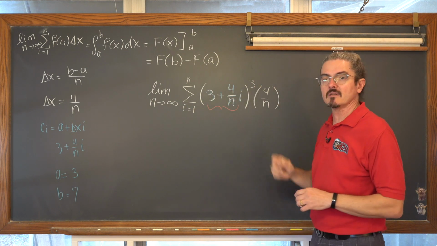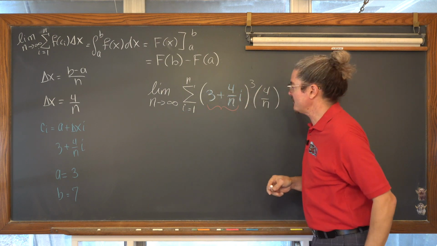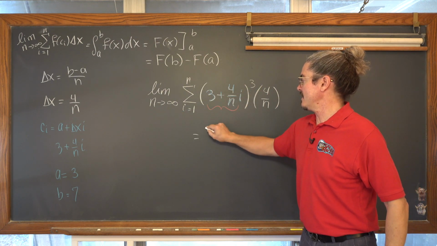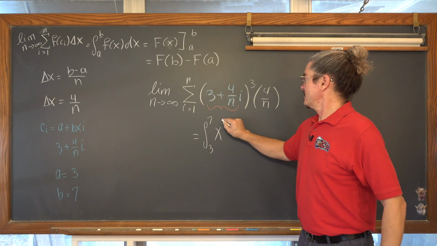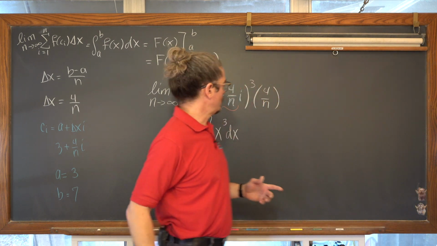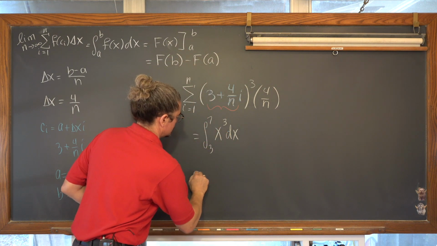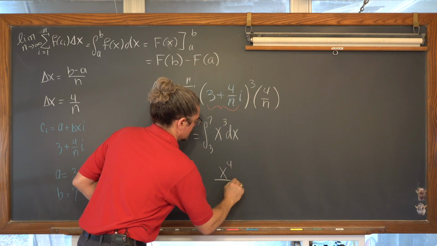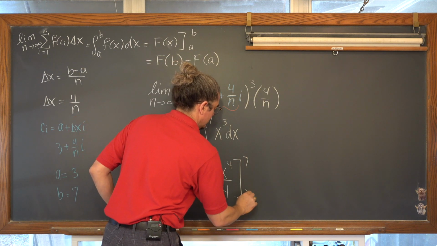So this limit statement, with the recognition that it's the left-hand side of the definition of a definite integral, is equal to the definite integral from 3 to 7 of x cubed dx. And then we're going to be able to take that power, increase it by 1, and then divide by that increased power with your upper limit of 7 and 3 still in play.